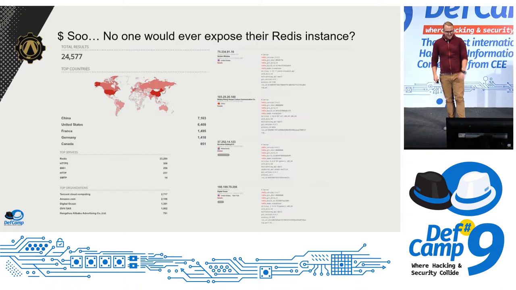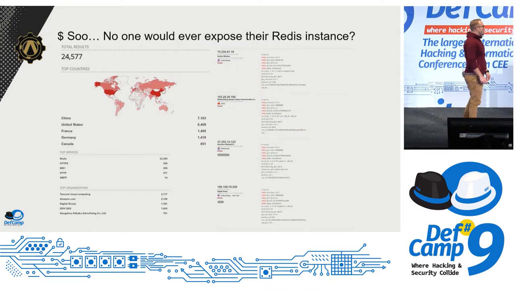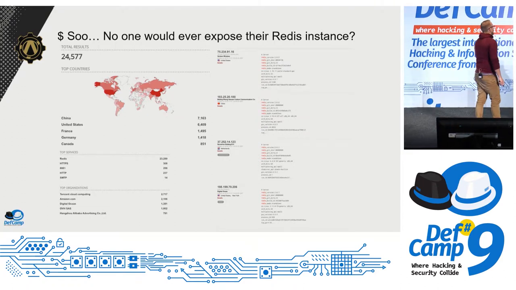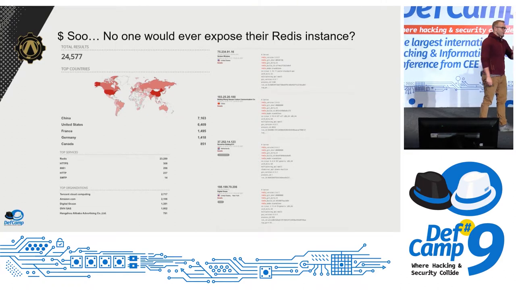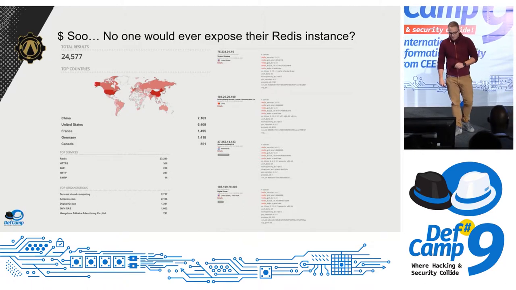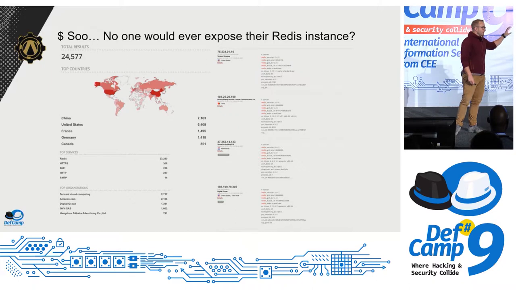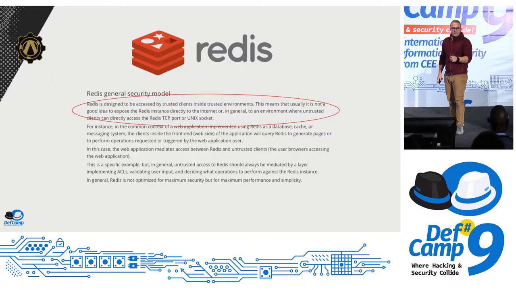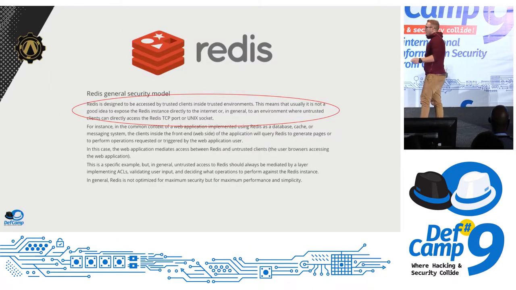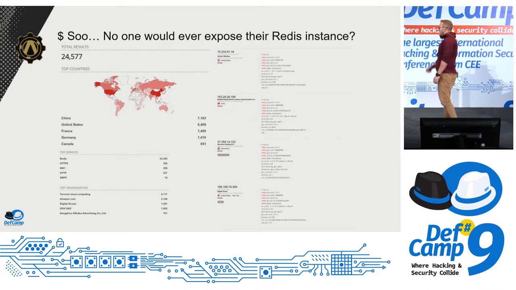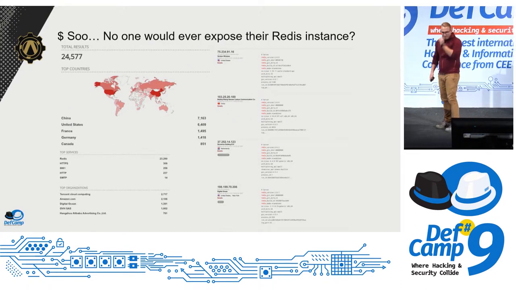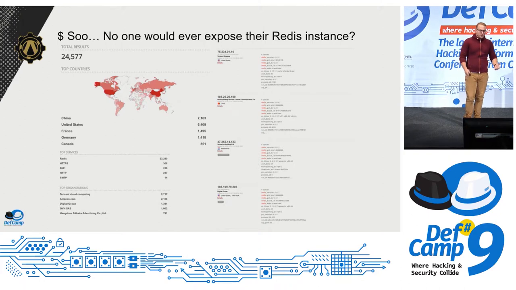Now it's fun. 24,577 hosts, and they are all vulnerable to the attack I'm going to show you now. There are multiple more that are published directly to the internet. I guess they didn't read this at all. So they're published, right? So what can you do from here?